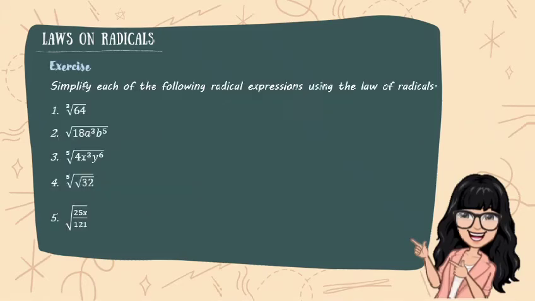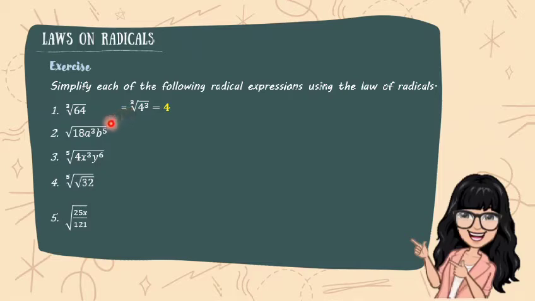Now let us have some exercises. The instruction is to simplify each of the following radical expressions using the laws of radicals. First up, we have cube root of 64. Again, cube root of 64 will be equal to cube root of 4 cubed. So we have expressed 64 in such a way that we will have a base and an exponent which is equal to the index. Because, based on our first law on radicals, if the index and exponent are the same, then our final answer would be the radicand.